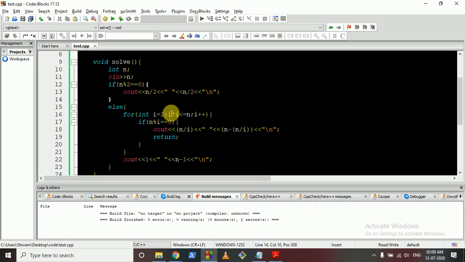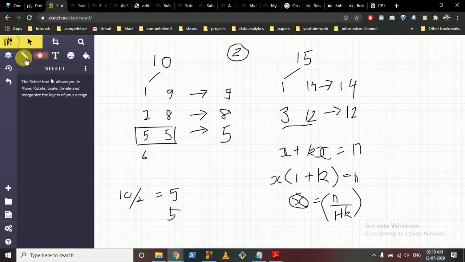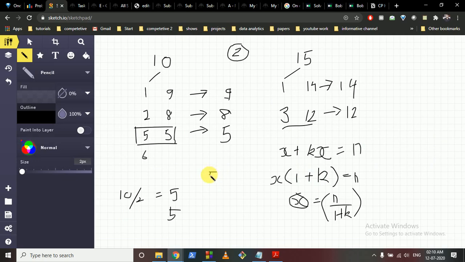So what I have done is move from 2 through all the candidate factors. If we have found the smallest factor, then the answer is just n divided by i, and the next number is n minus this factor. Else, if we cannot find any factor, which means it is a prime number, then the answer is just 1 and n minus 1. For example, for 5, the factor is just 1.